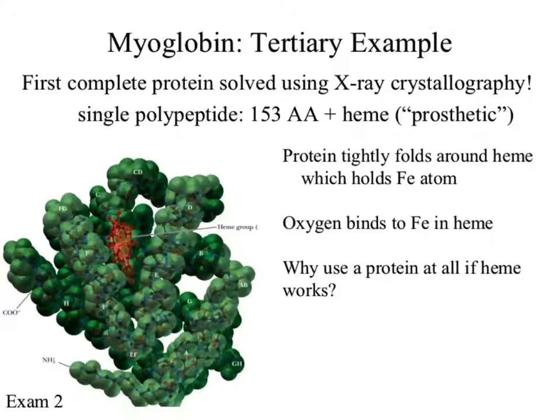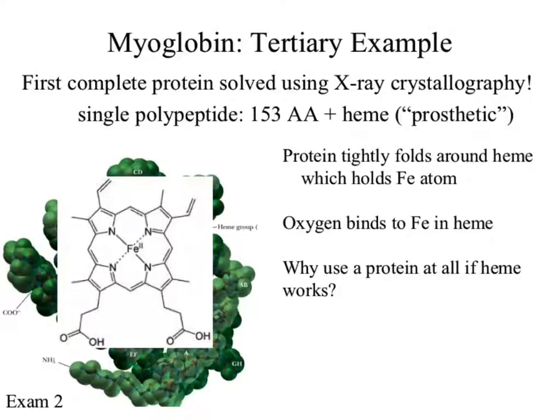Just to give you an idea of size, 153 amino acids went into this one. We had our first protein structure using X-ray crystallography, which is kind of fun. That's pretty much all I really want to talk about on myoglobin for the moment. There's our structure of the heme on the inside.